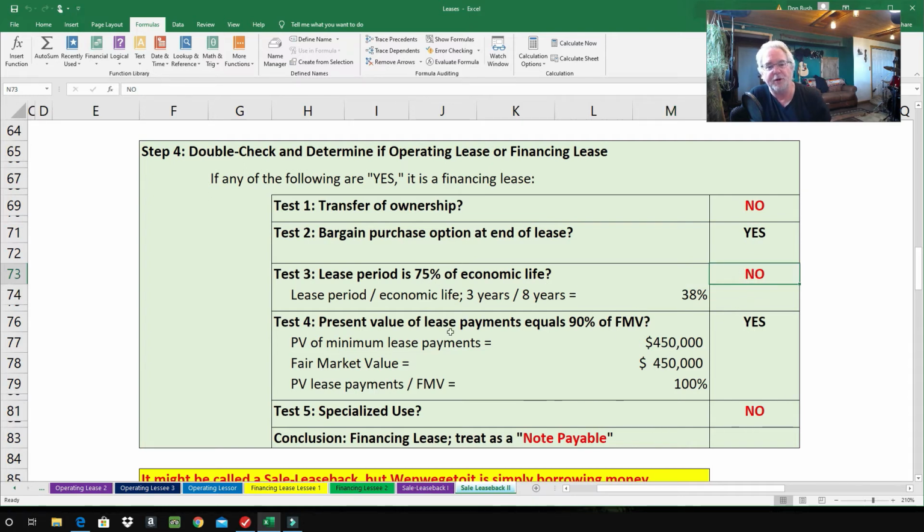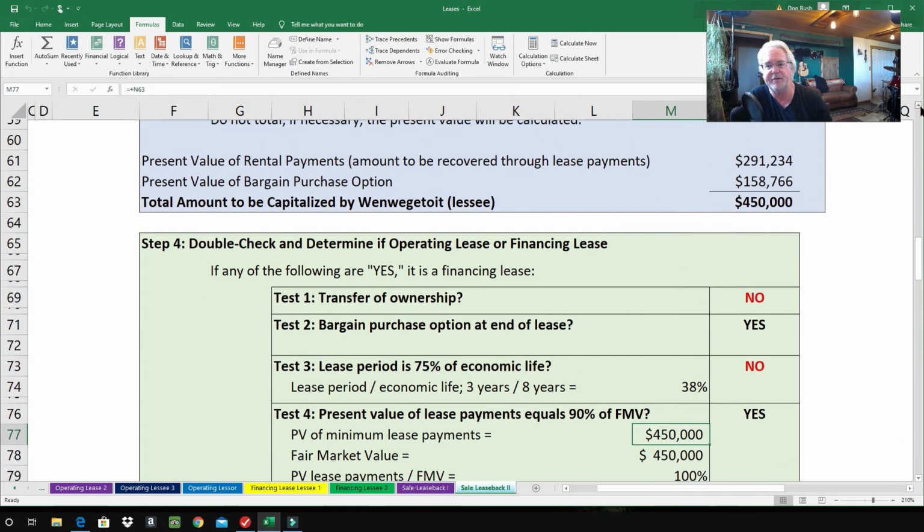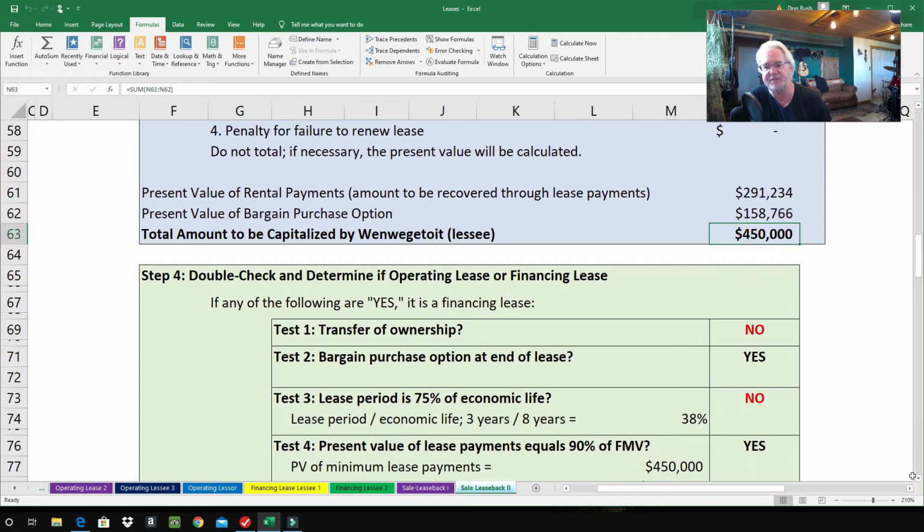Now, the present value of lease payments, does that equal 90% or more of the fair market value? Well, the present value of the minimum lease payments is $450,000. Where did we get that? We got it from right here, just in the previous step.